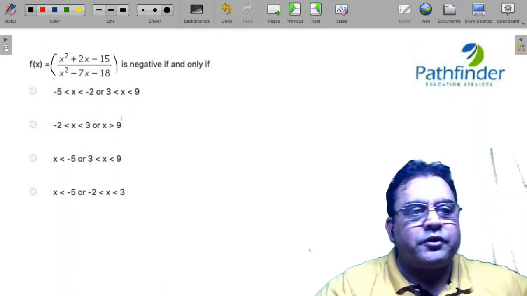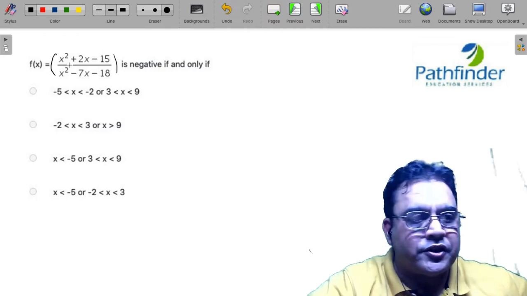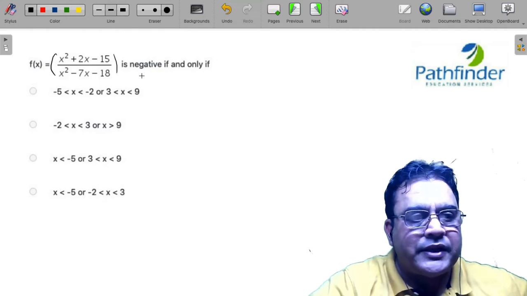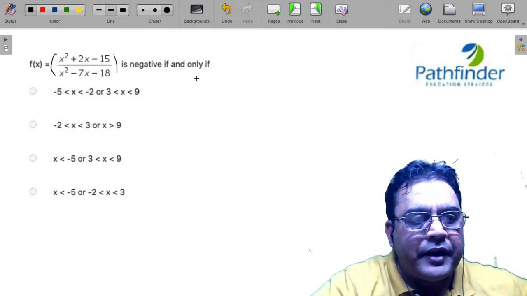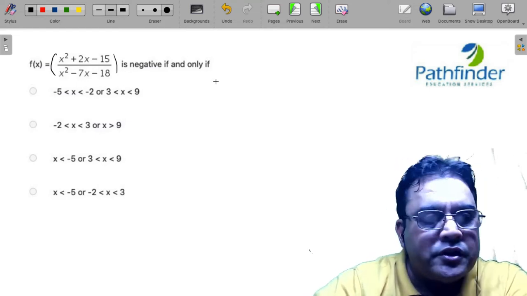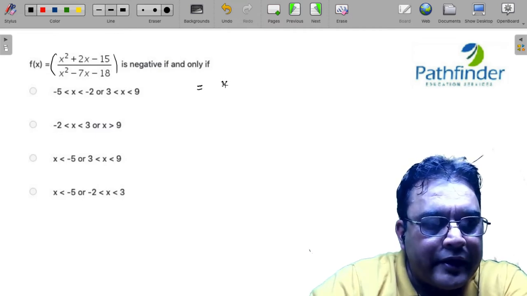So this is the first question of slot 1 of CAT 2021 quantitative aptitude section. The function is given as (x square plus 2x minus 15) upon (x square minus 7x minus 18), and they've asked this is negative if and only if. Now, in order to solve these kind of questions, we first factorize the numerator and the denominator.